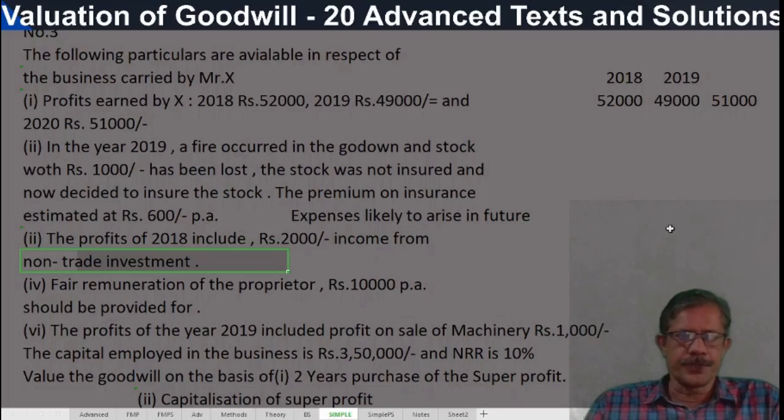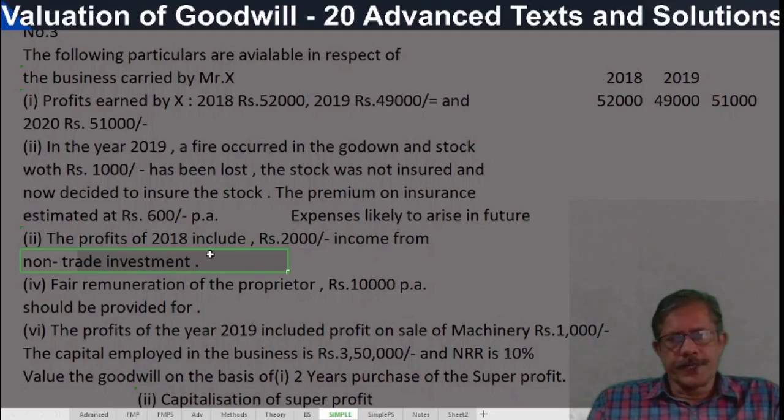The asset side approach is followed. The amount of non-trade investment should be excluded. If we are taking share capital plus reserves, from the share capital plus reserves and surplus, the non-trade investment amount should be deducted. It is not represented. Okay, that we will discuss later, study later.